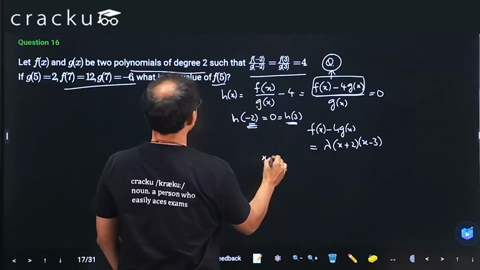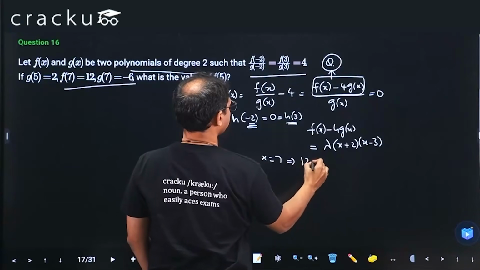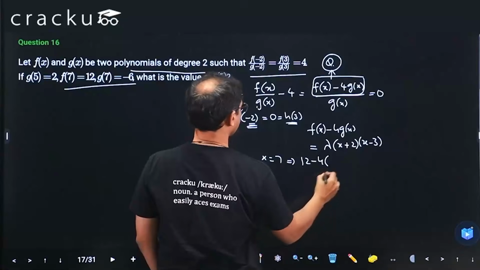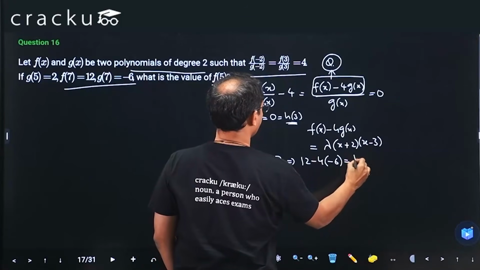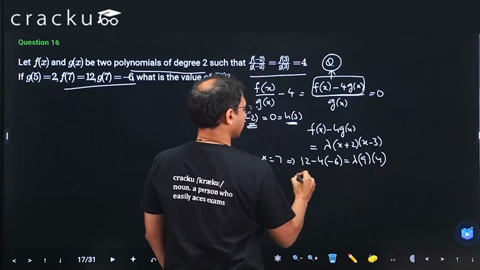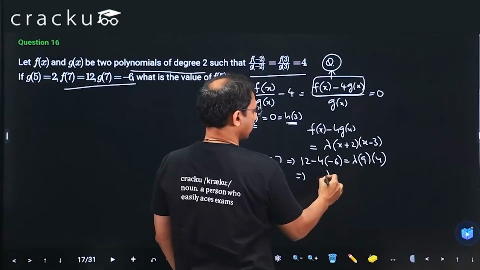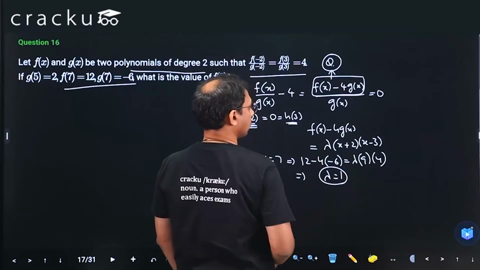Put x is equal to 7 here. We get f of 7, 12, minus 4 into g of 7, minus 6, is equal to lambda into 7 plus 2, 9 into 4. 24 plus 12 is 36. 36 is getting cancelled off. You get lambda is equal to 1.